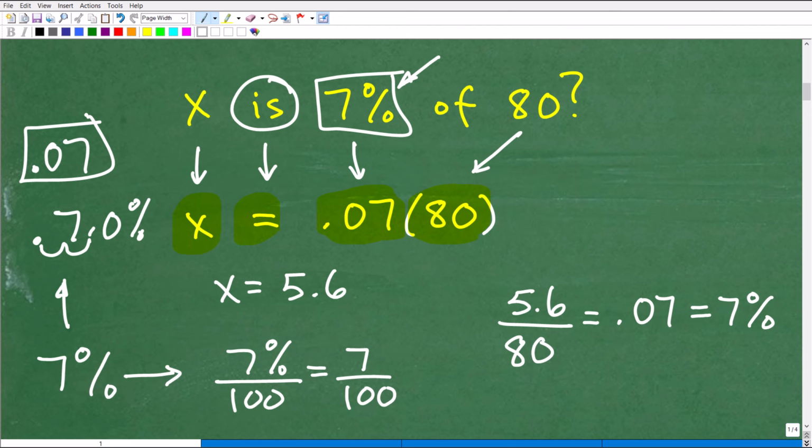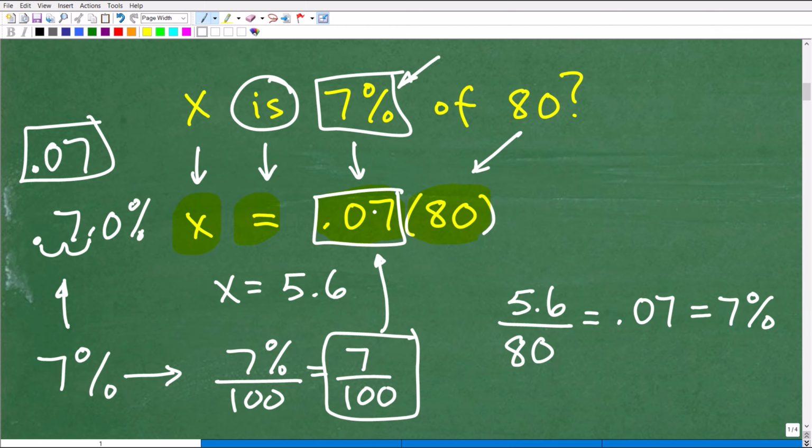Okay, so 0.07 or 7 hundredths is the same thing as the fraction 7 over 100. So I could choose to write 7 over 100 here, or 0.07. Typically, you're going to write the decimal value because we are using our calculator, and then this right here would be nice and easy to calculate in our calculator or by hand.